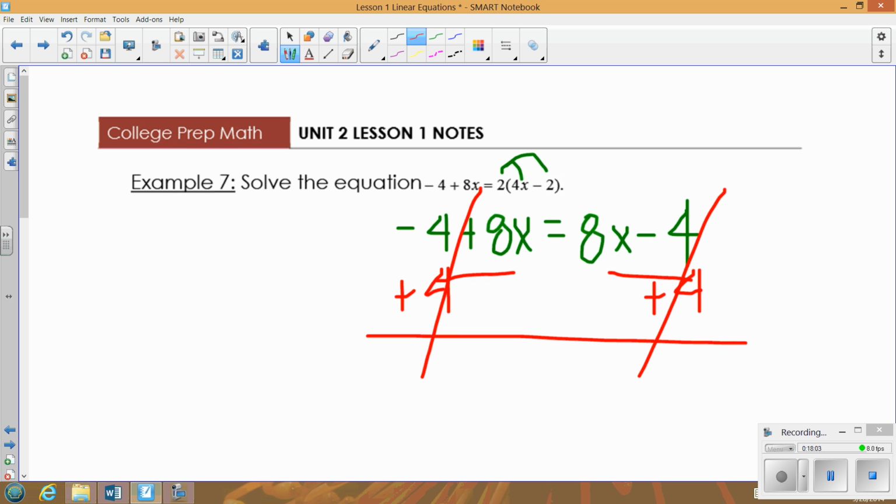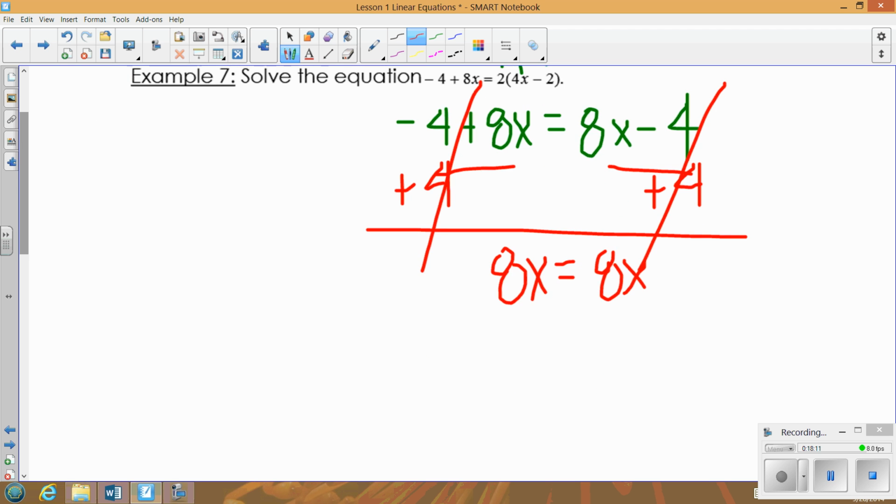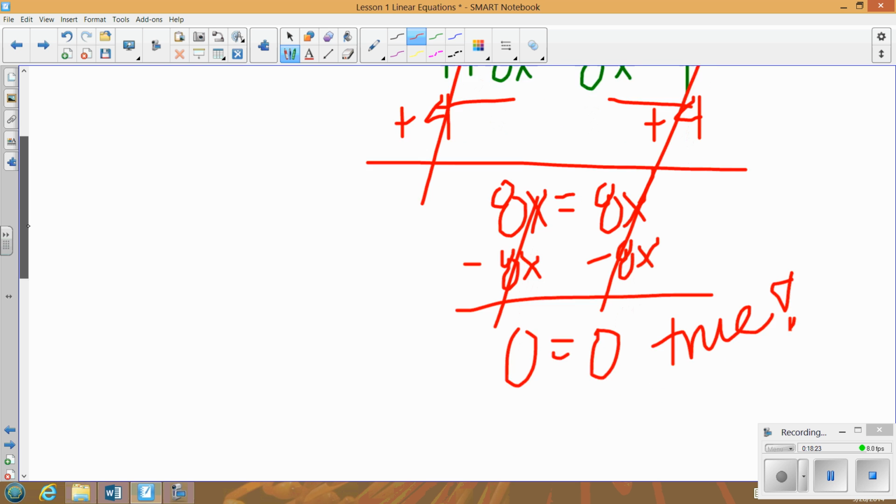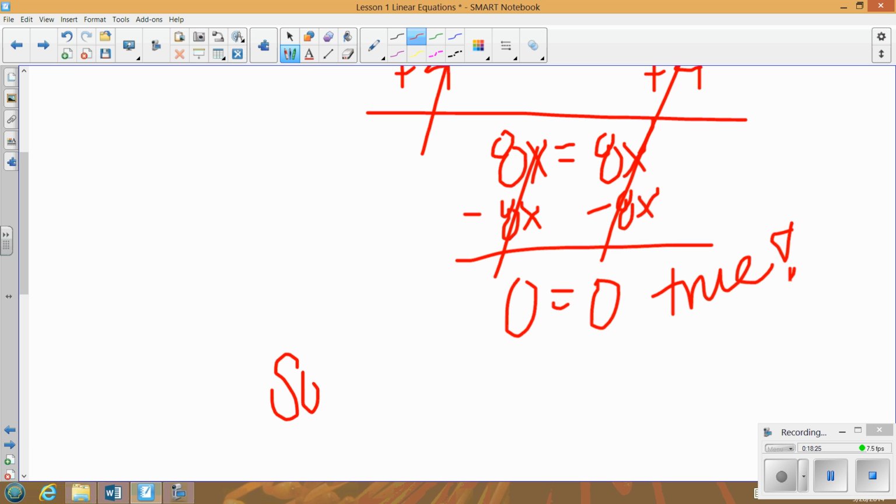Okay, so I solve, those cancel. I get 8x equals 8x, another true statement. You could even keep going. Okay, bring the 8x over, bring the 8x over. So we get those cancel. 0 equals 0, which is a true statement. So what that means is the solution for this type of problem is going to be all real numbers.